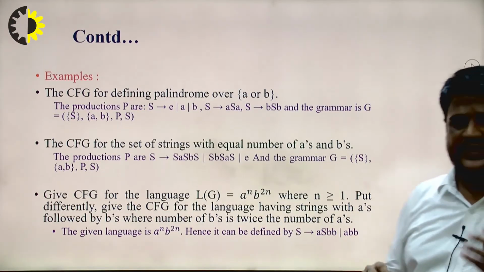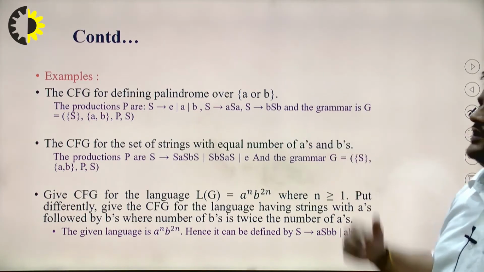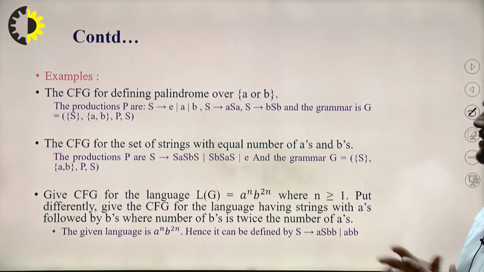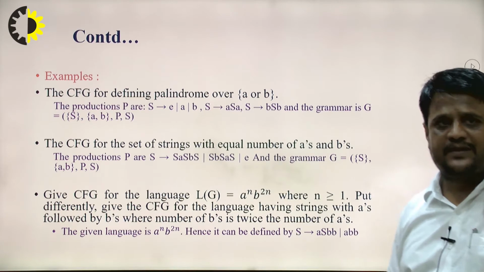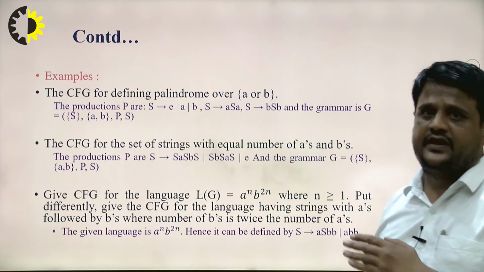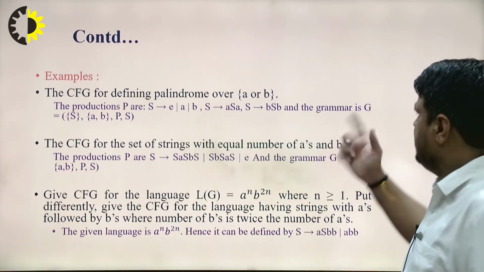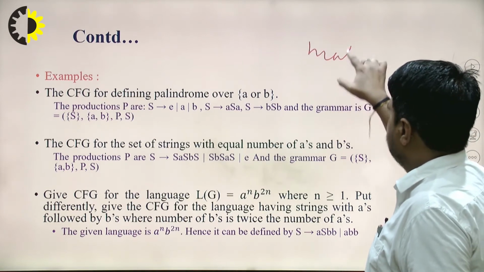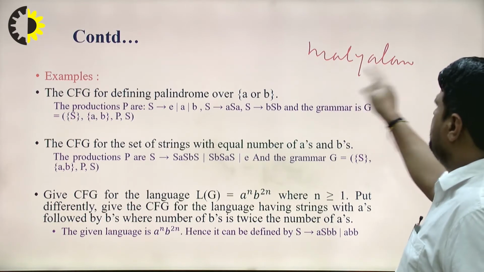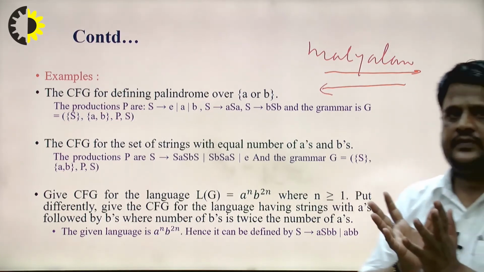Now we can take some other example which defines a context free grammar for a particular language. For example, we will define a context free grammar for a palindrome. So what do you mean by palindrome? A palindrome is a string which has the same meaning whenever you read it from left to right or right to left. Malayalam, I have written. So if you read it in the forward direction and the backward direction, the meaning is the same.